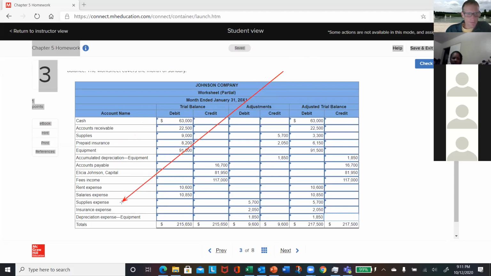And then of course you've got supplies expense, insurance expense, depreciation expense. These are all income statement accounts. If we do not record these adjustments, then eventually when we get to those financial statements, they will not be correct according to the time period. Okay, so I'm trying to break this down as best I can to get you to tie in the concept of adjustments relating to time periods.